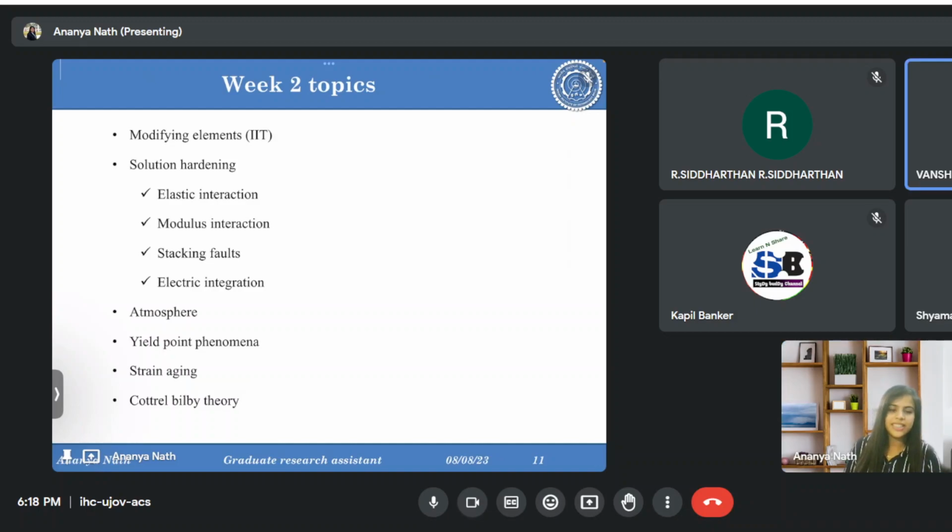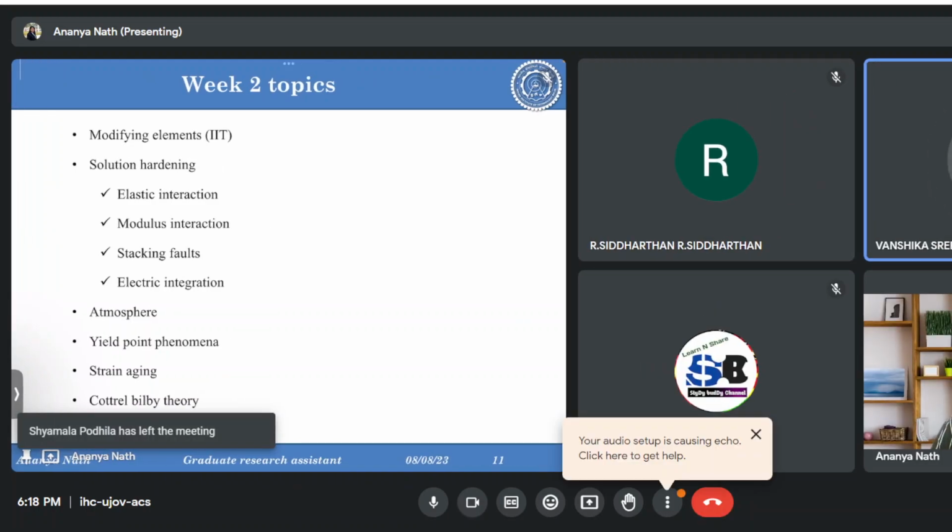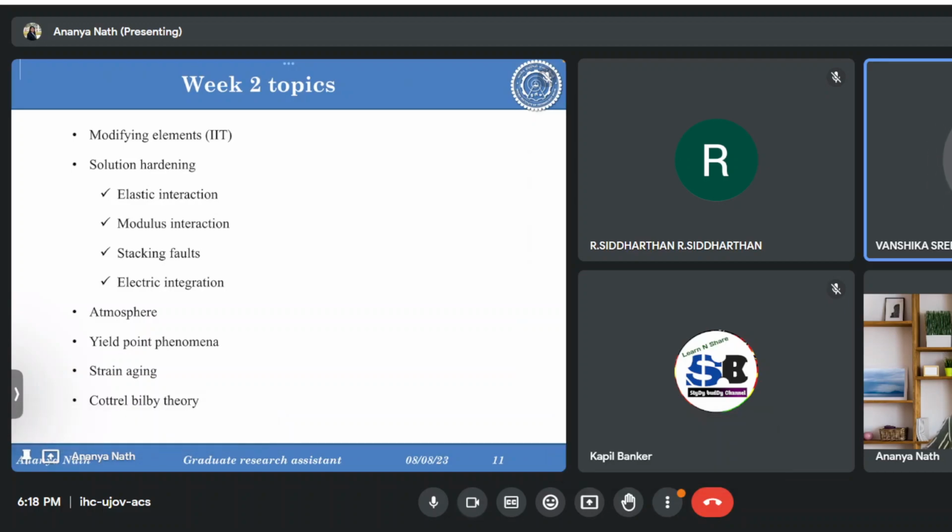Excuse me, ma'am. Yes. Ma'am, actually, I had a doubt in the IIT theory and the other one. There were two theories that were discussed. I am not able to understand the difference between the two. In both, you're adding modifiers. In both, they get attached on the plane in which the growth is taking place and try to stop the growth. But I don't understand the difference between the two.